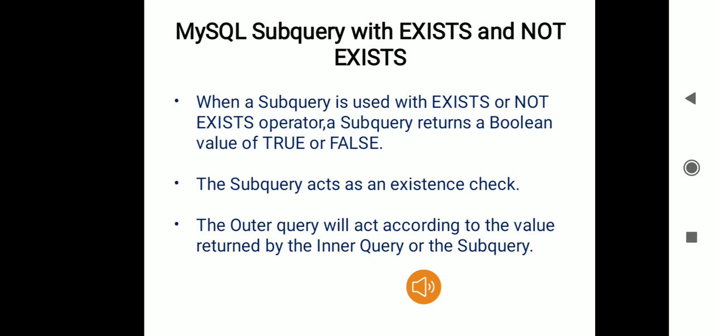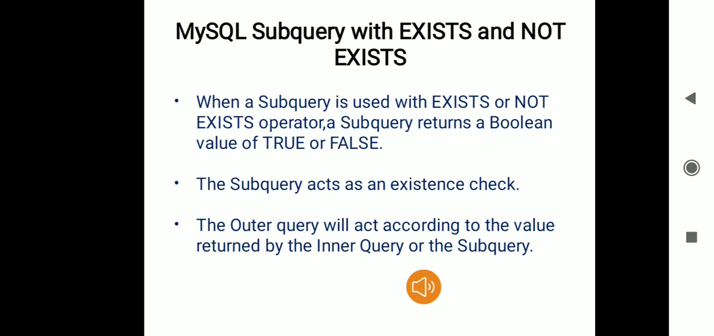In this slide, you will be learning about how to use the MySQL subquery with the exist and the not exist operator. When a subquery is used with the exist or the not exist operator, a subquery returns a boolean value which is either true or false. That means the outer query will act according to the value returned by the inner query or the subquery.